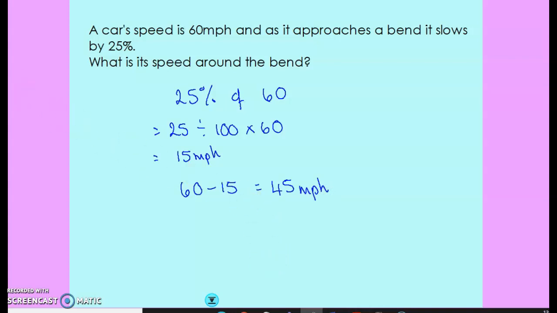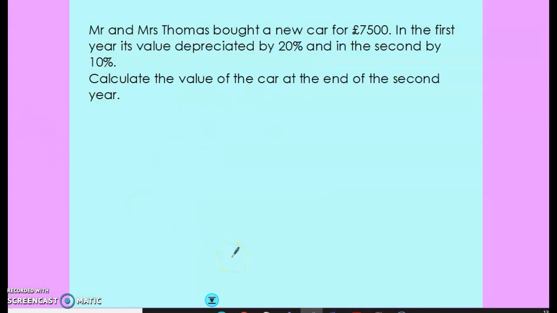Okay. Next question then. Mr. and Mrs. Thomas bought a new car for £7,500. In the first year, its value depreciated by 20%, and in the second, by 10%. Calculate the value of the car at the end of the second year. Now be careful with questions like this. We need to do these questions one step at a time. So we need to do the first year and then the second year. We can't just say, all right, 20 add 10 is 30 and find 30%, because it's already gone down in value by the end of the first year.